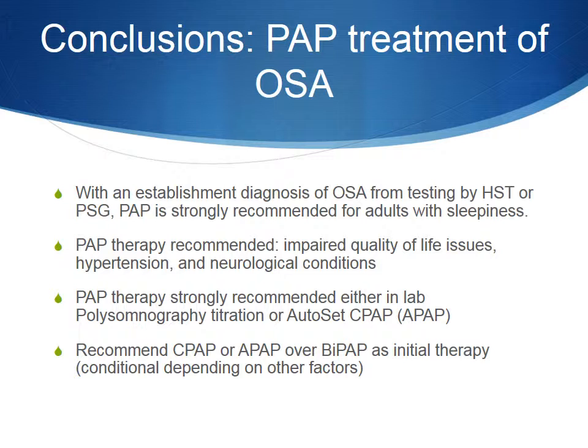Secondly, if they have impaired quality of life issues such as decreased concentration and memory, morning headaches, neurological issues or hypertension, you treat those as well. Thirdly, they can't say for sure that polysomnography is better than using what's called Autoset CPAP, which I'll bring up in a second. So treat them either way, either with an in-lab polysomnography titration or using an Autoset machine at home. And fourthly, they recommended these methods over using BiPAP as an initial therapy. There was no advantage of using BiPAP as your first choice.